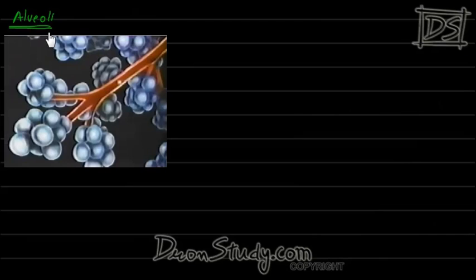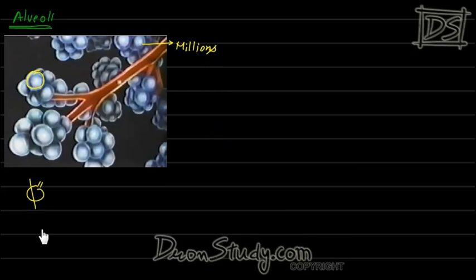So students, now let's talk about the alveoli in detail. See, alveoli are very small in size, but the important point is they are of many numbers. There are millions of alveoli in one human body. And let me tell you one interesting thing.